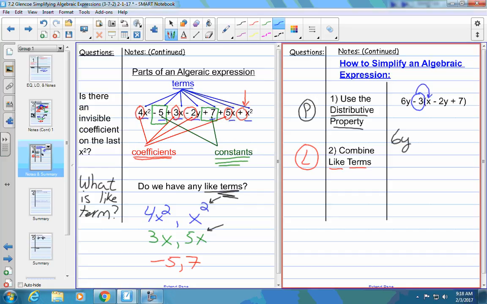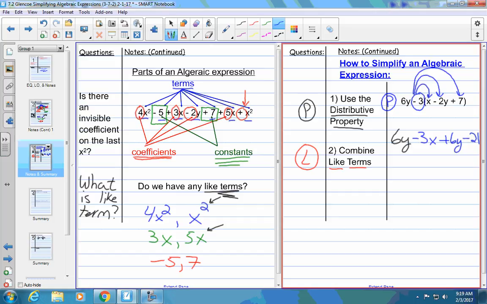-3 times x is, yep, -3x. So we're combining our distributive property skill from 7-1 onto our combining like terms skill that we're about to do here. -3 times -2y, well, that makes it a positive 6y because a negative times a negative. And a -3 times a positive 7 is a -21. Okay, so that was our distributive property step.